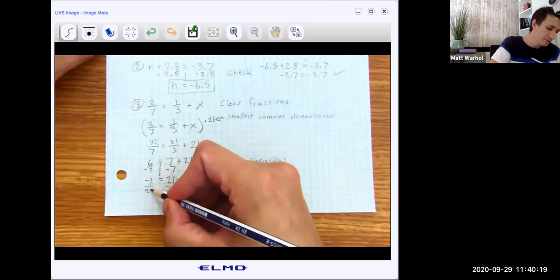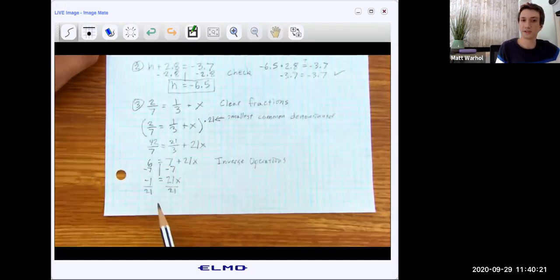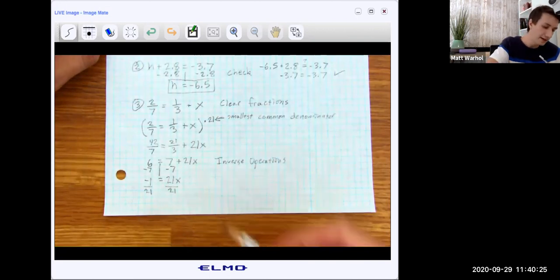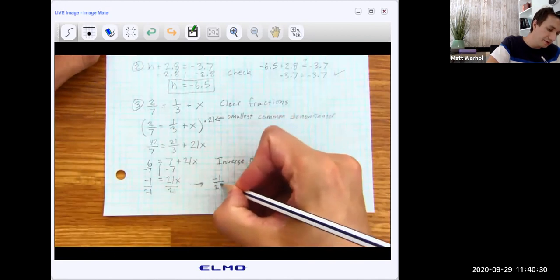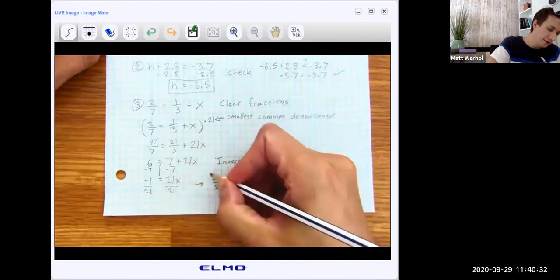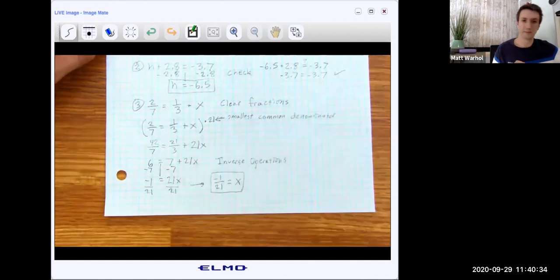Divide by 21. Interesting. It looks like my fraction is going to show back up. That's okay. They show back up at the end sometimes. What I get is -1 over 21 equals x. That's a very weird answer. I'm going to have to run my check to see if it works.